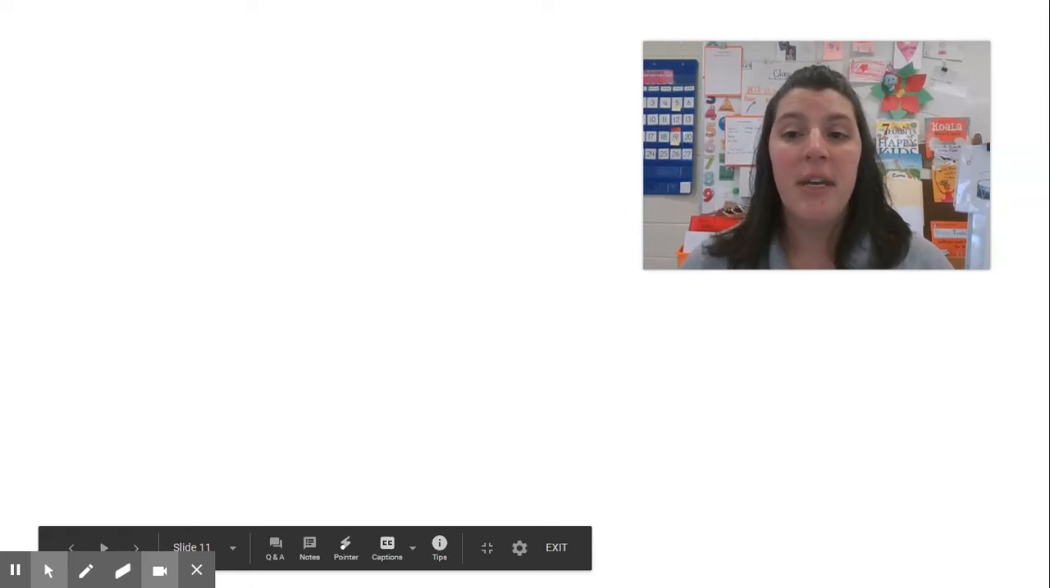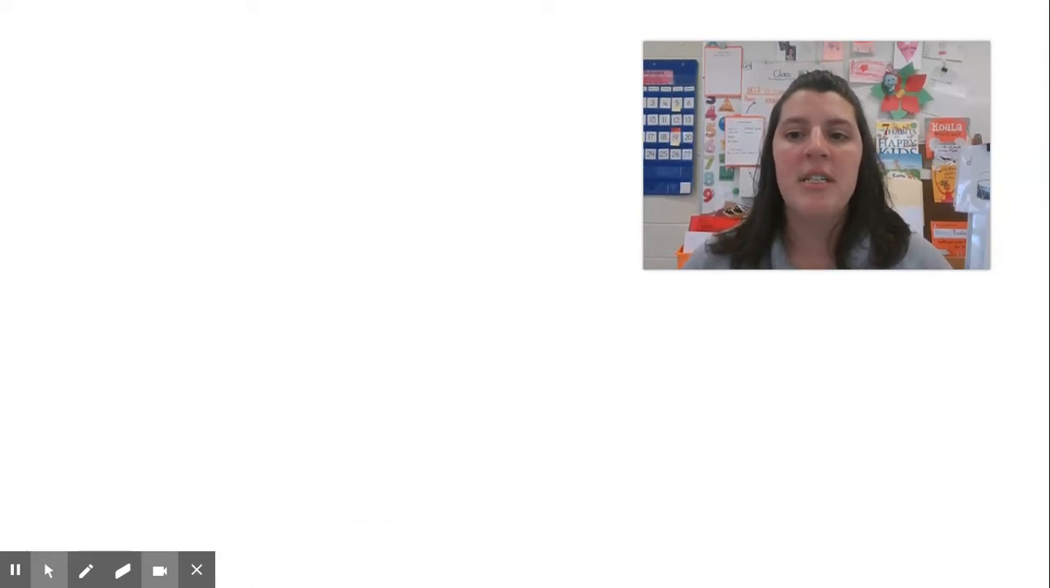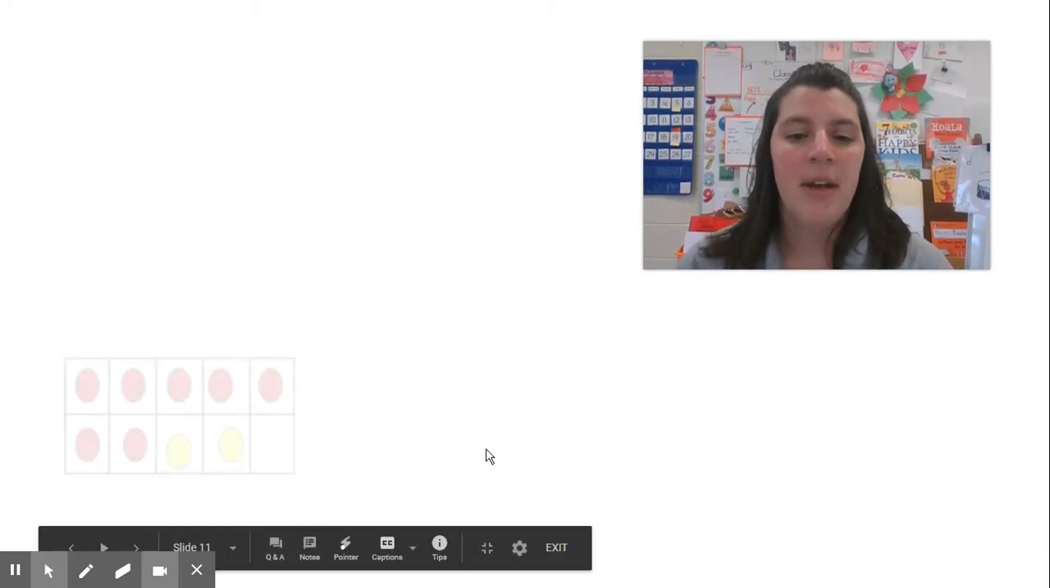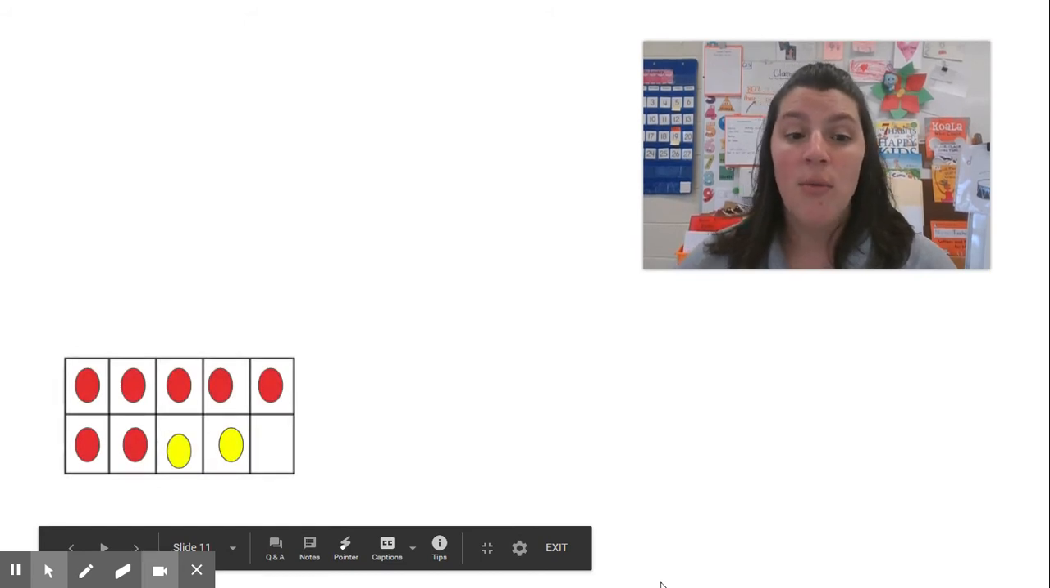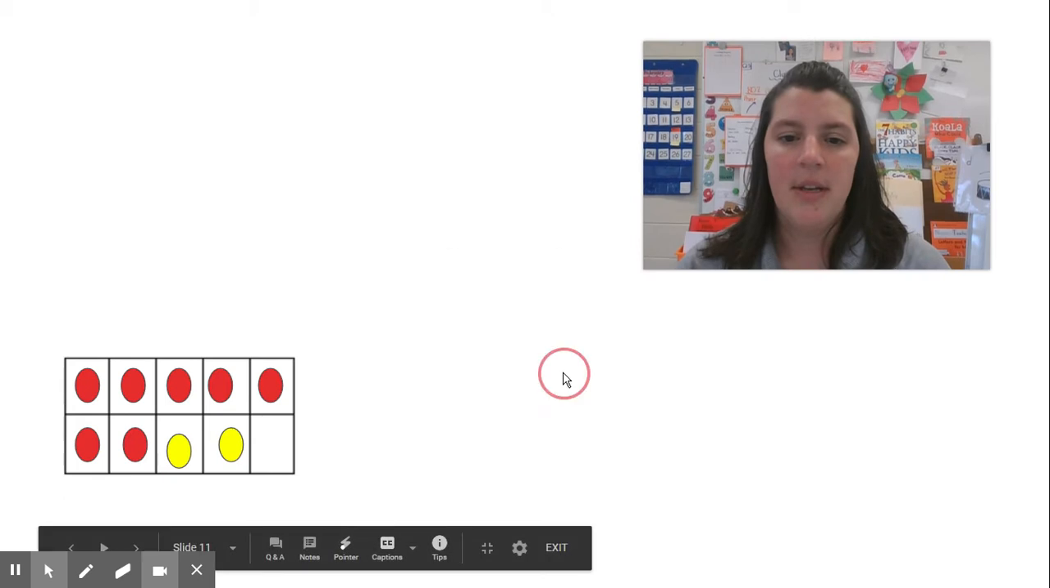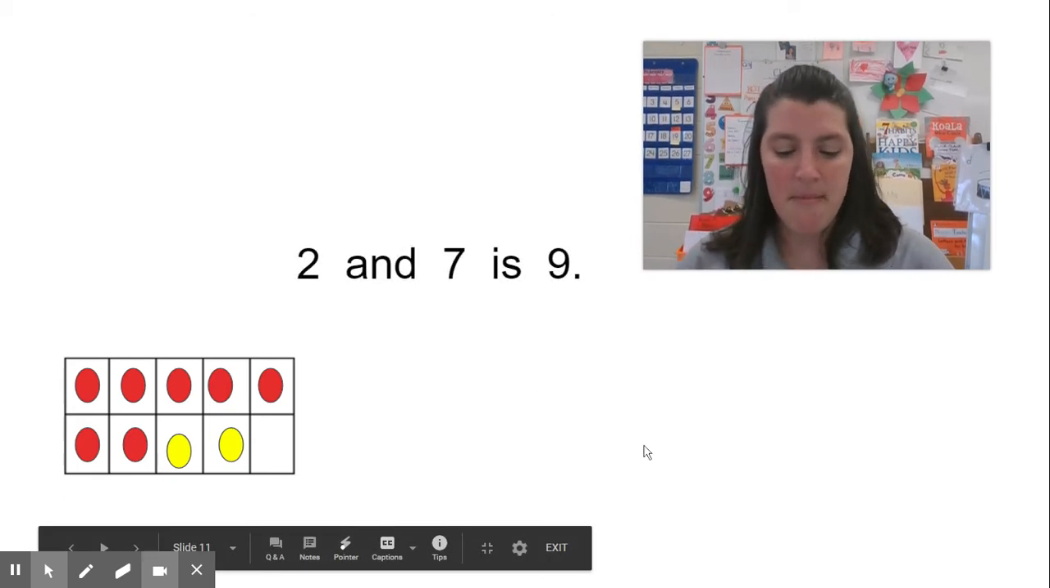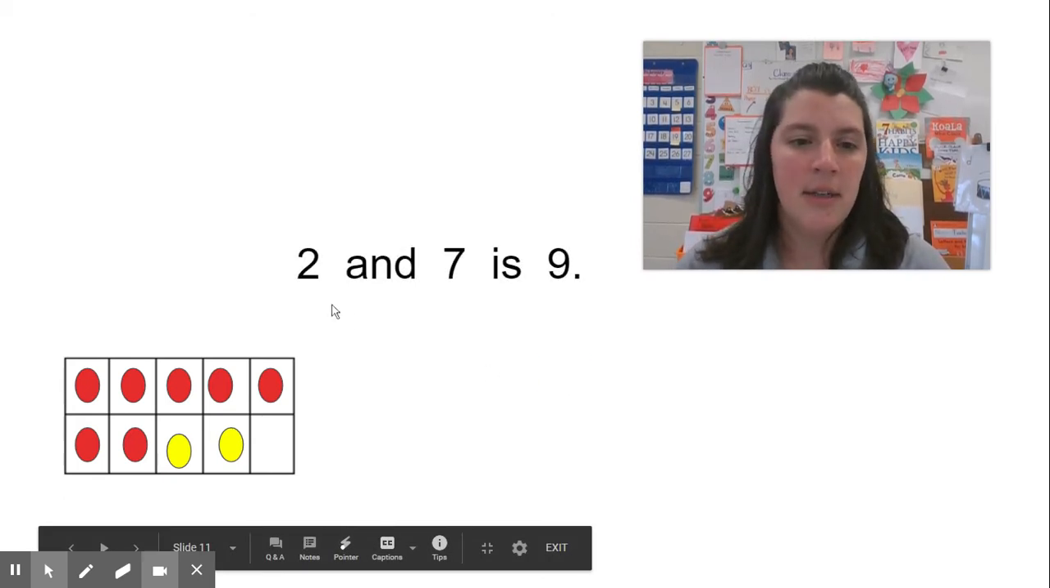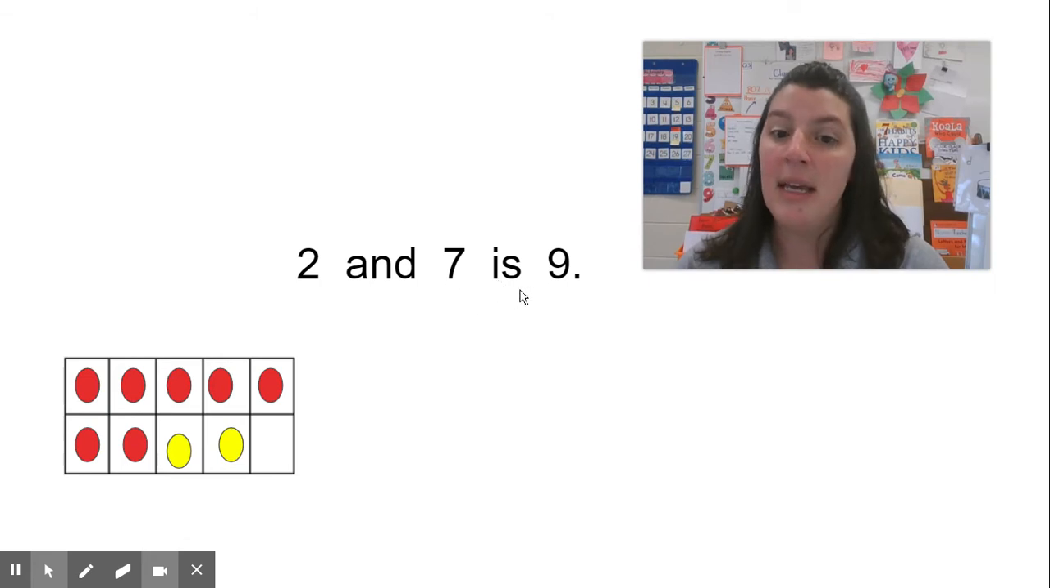Now that you've done some thinking about what you notice about these representations, remember that's a way you could show a number or decompose a number. Let's talk about each one, and then we'll talk about what you noticed. So the first one we saw some dots on a 10 frame. The next one we saw a math sentence. It says, 2 and 7 is 9.